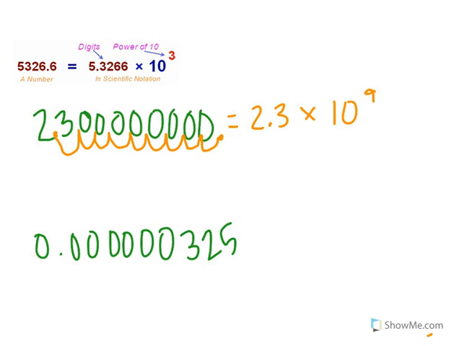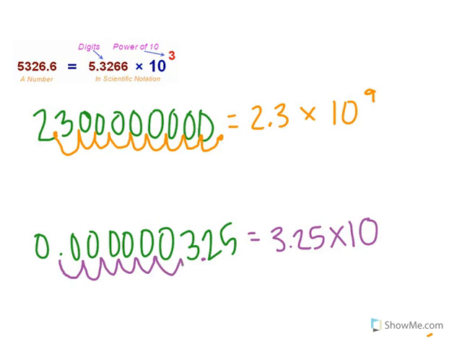Similarly, in the second example, to get to a number between 1 and 9 point something, 3.25. Now we're moving our decimal back to the left to get our original number, and so our exponent's going to be negative. And it's going to be, here's where we started, 1, 2, 3, 4, 5, 6, 7. 10 to the negative 7th power.